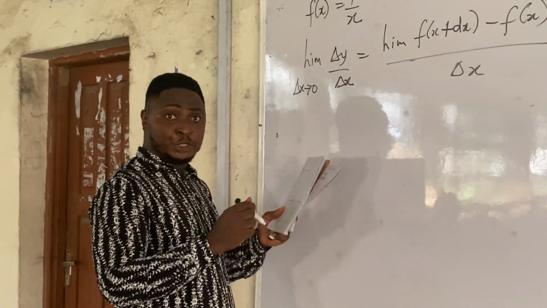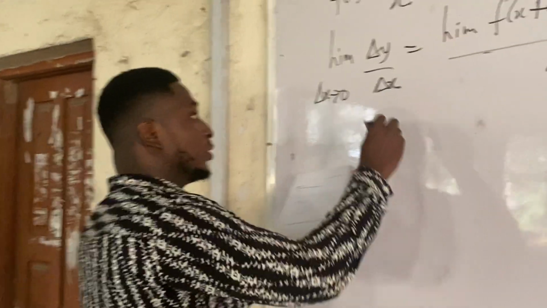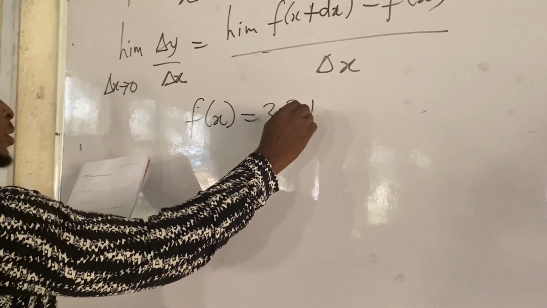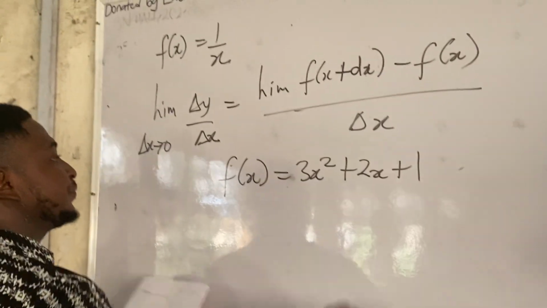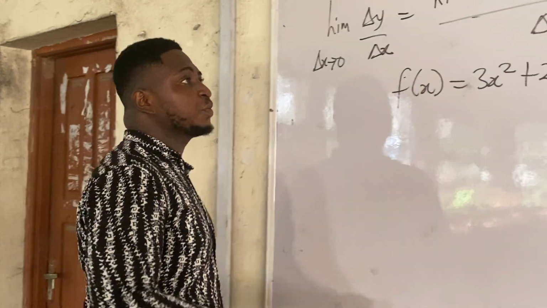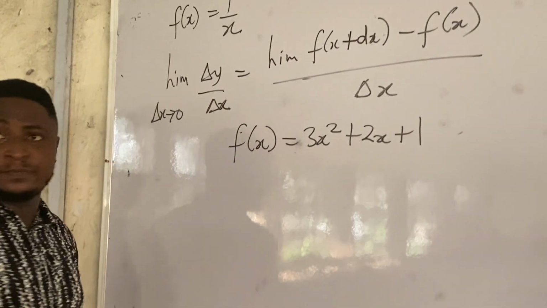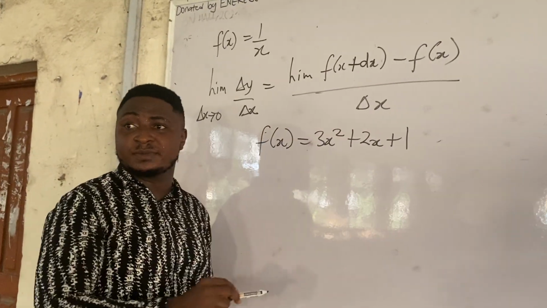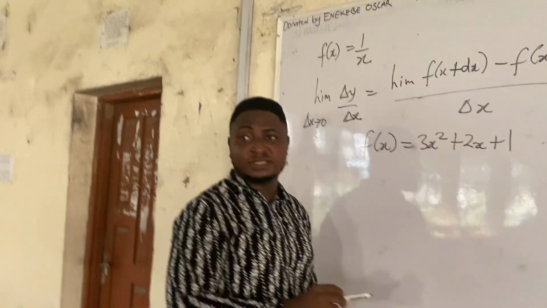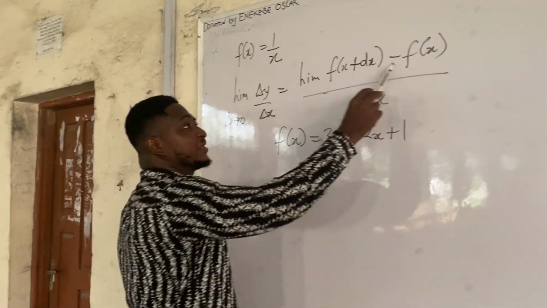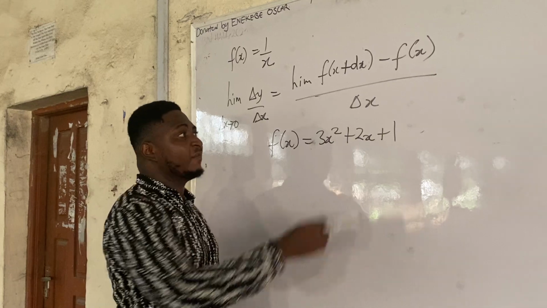We are in activity 4.2, question 2. Find the derivative of f of x equals 3x squared plus 2x plus 1 by first principle. Class, we still have the formula on the board. The limit of dy dx as dx tends to 0 is equal to the limit of f of x plus dx minus f of x, all over dx. All over what?